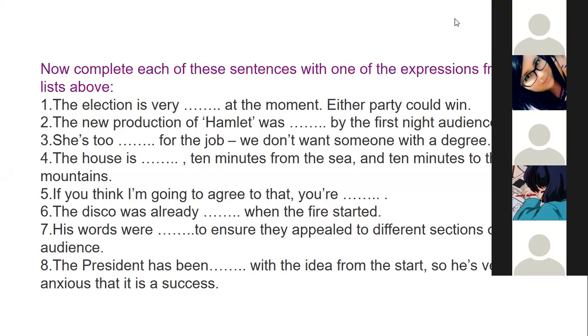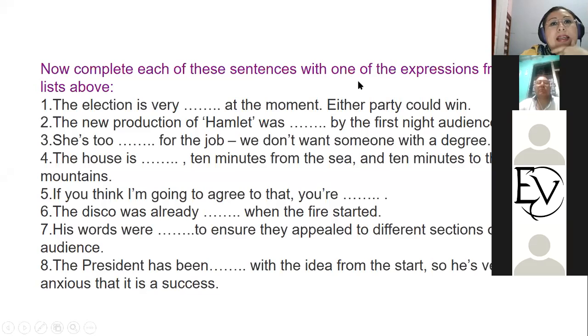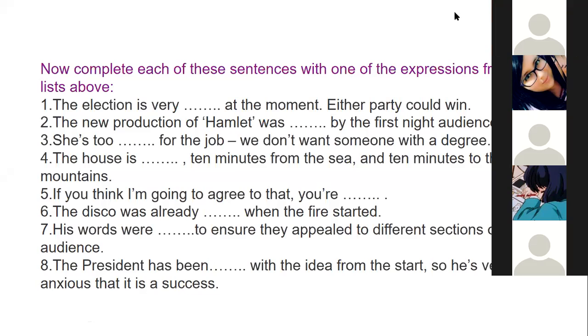Number four. Okay. The house is ideally situated. Okay, very good. 10 minutes from the sea and 10 minutes to the mountains. Yeah, perfect. It's another nice combination. Thank you, Katia. Okay, Gabriel. I say the number two. Yeah, okay. Thank you, Gabriel. Julie.